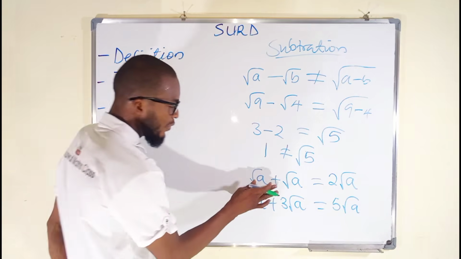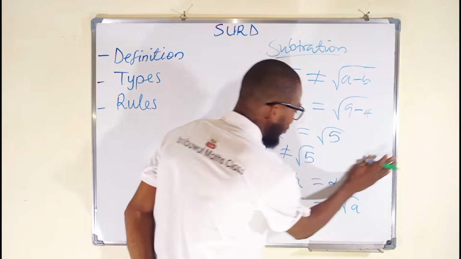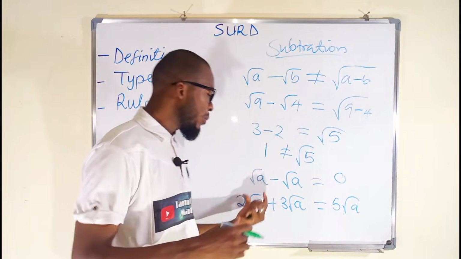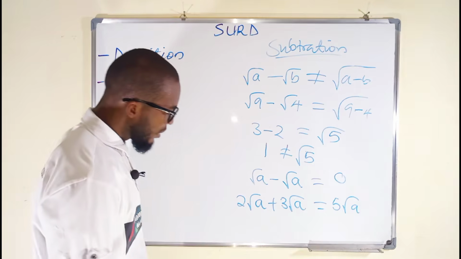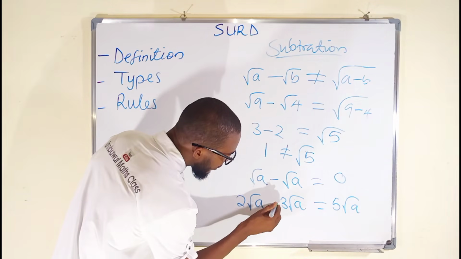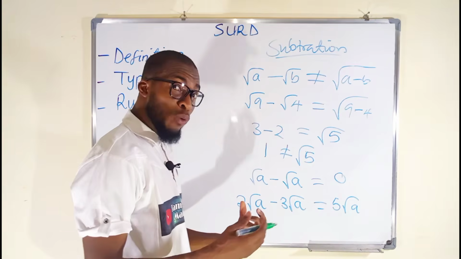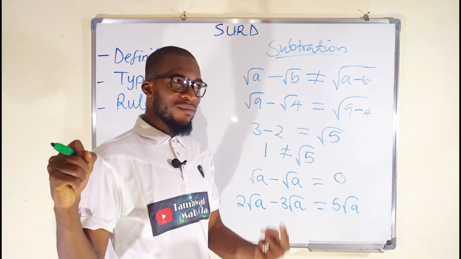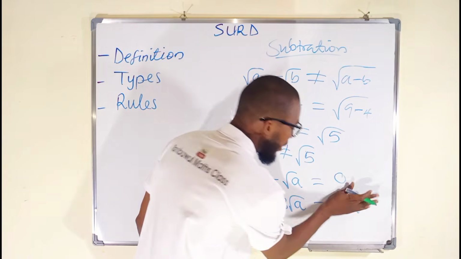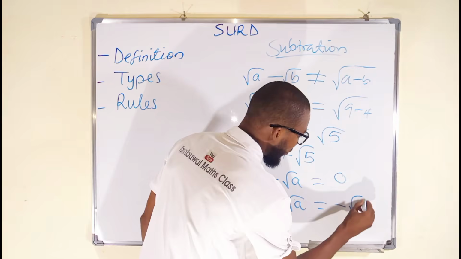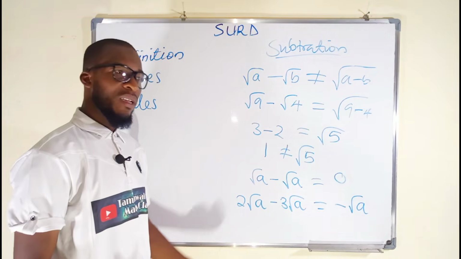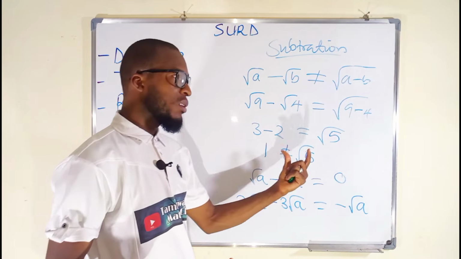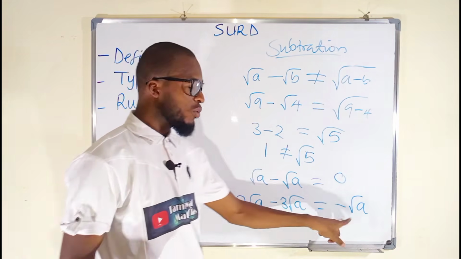If you are subtracting, root A minus root A will give us 0, because they are exactly the same. Once you have an apple and you take away that apple, you have nothing. Again, if you have 2 apples but you take away 3, there is a debt of 1, which we call negative. So there is negative root A. Just like saying 3 minus 5 is equal to minus 2. Once you subtract a bigger number from a smaller number, the result must be negative.